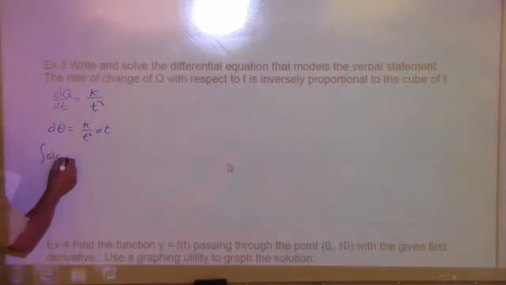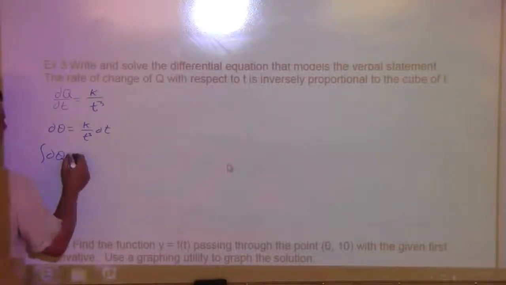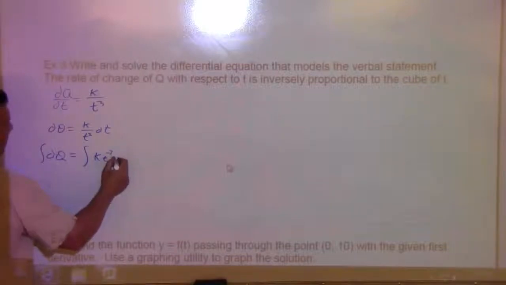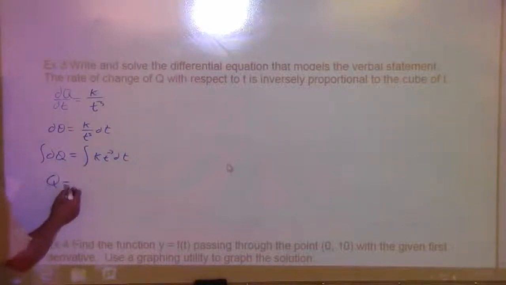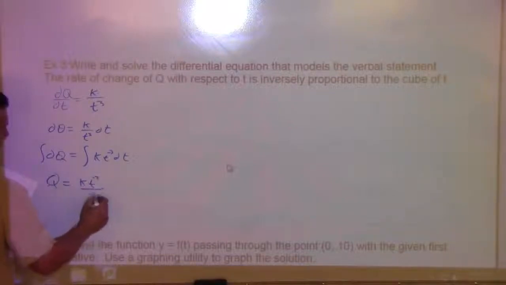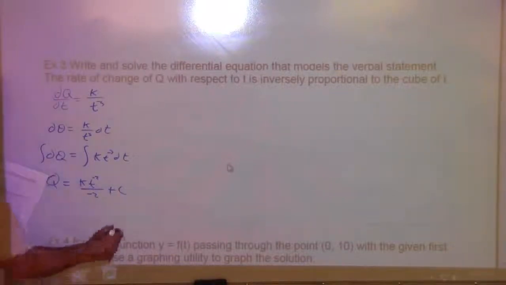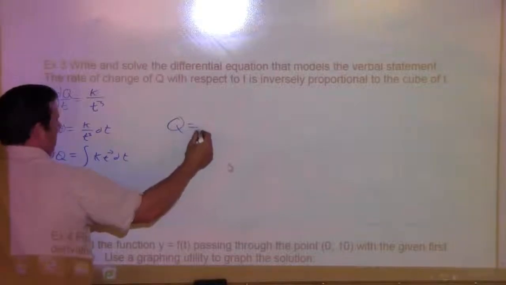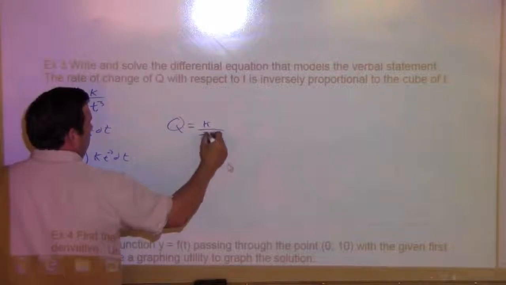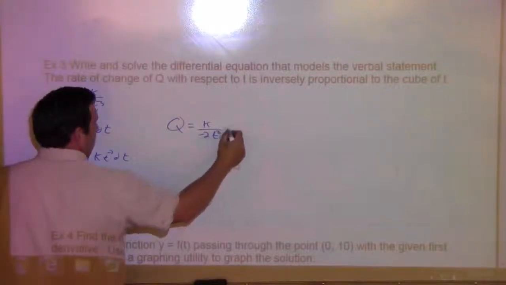The integral of dq, which does not stand for Dairy Queen, is equal to the integral of k times t to the negative 3 dt. So that q equals k times t to the negative 2 over negative 2 plus some constant c. So the function q is k over negative 2t squared plus c.